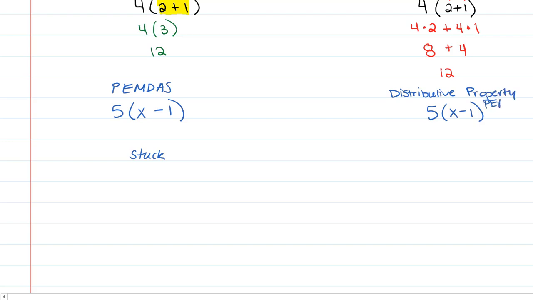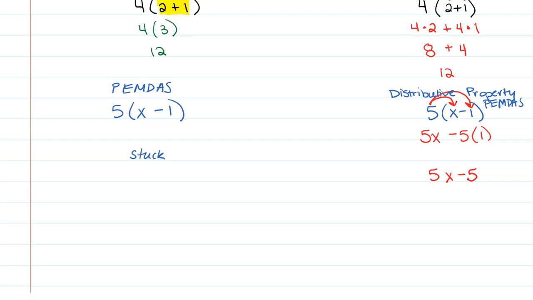with PEMDAS, right, PEMDAS always applies, but if we also use the distributive property, now I can do a little bit with it. I can multiply 5 times x and then minus 5 times 1. So this becomes 5x minus 5. Okay, one more step of why we do this, because we didn't really eliminate that much. It doesn't become a lot more clear, 5x minus 5 compared to 5 times x minus 1.